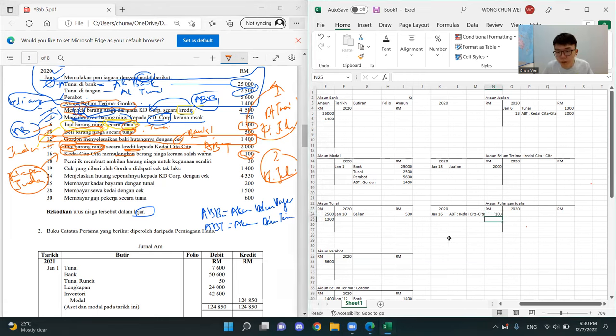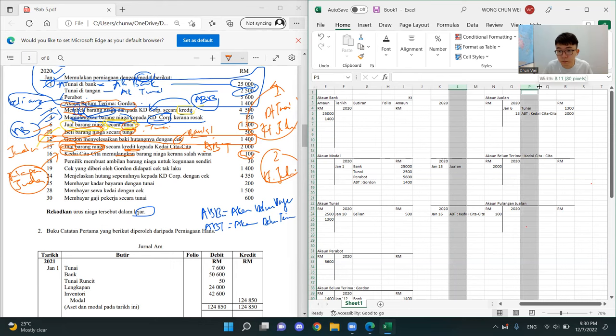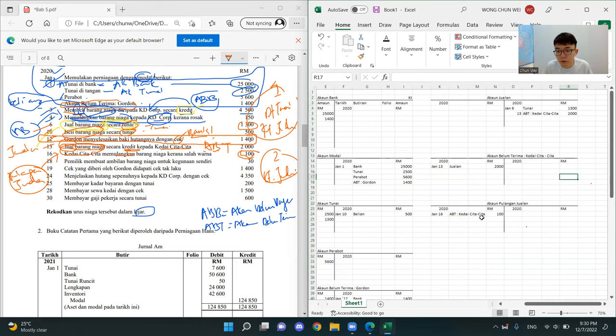So I debit. Now I need to credit. So debit pulangan jualan, credit my BT. Because it comes out, right? Out of the kedai cita-cita, therefore I need to credit. Due to pulangan. Okay, then we go to 18.